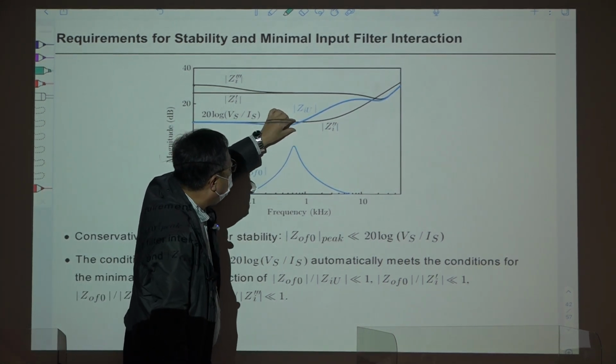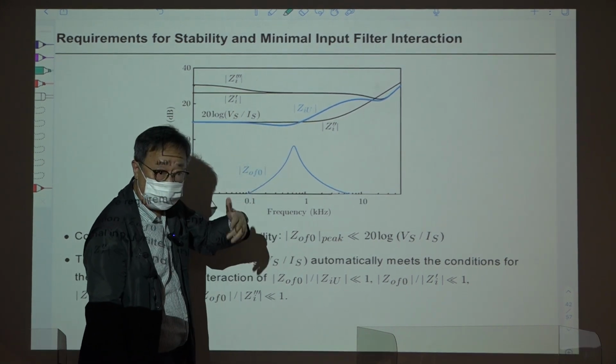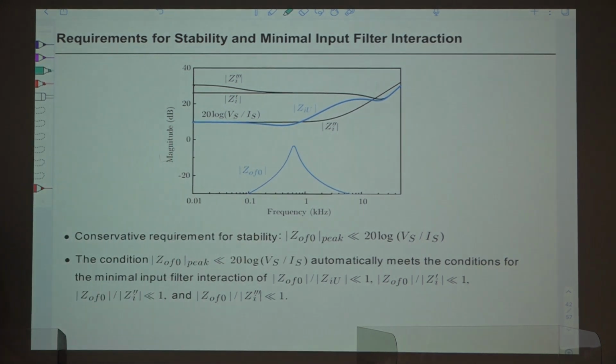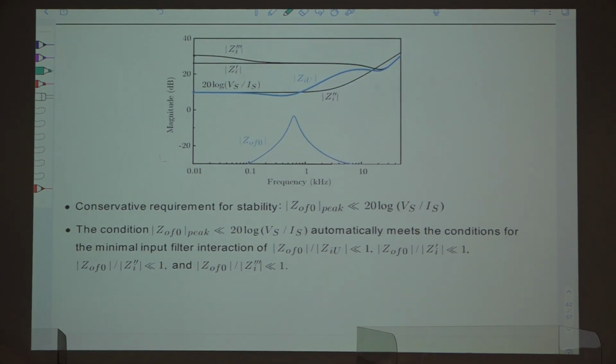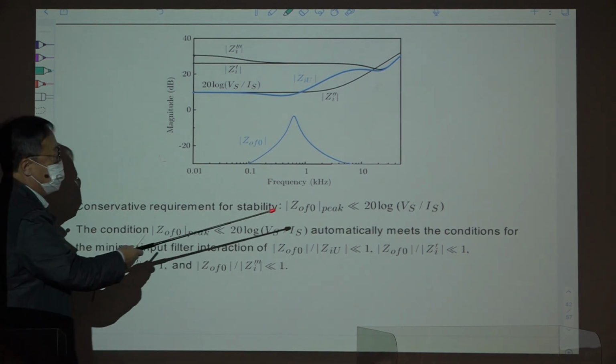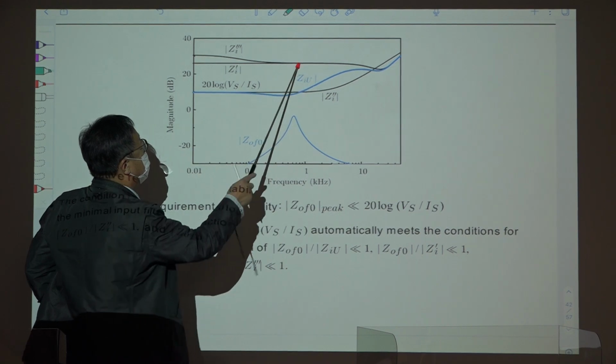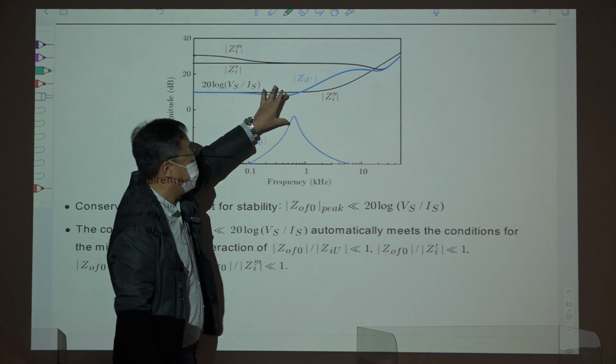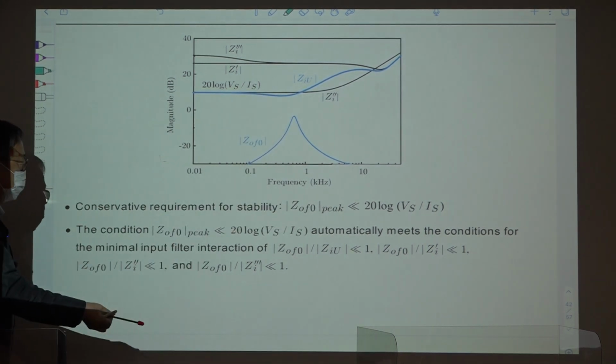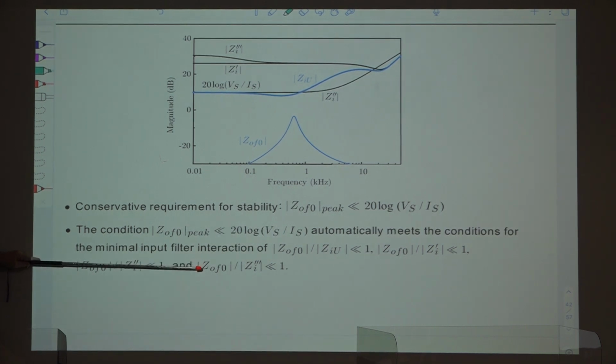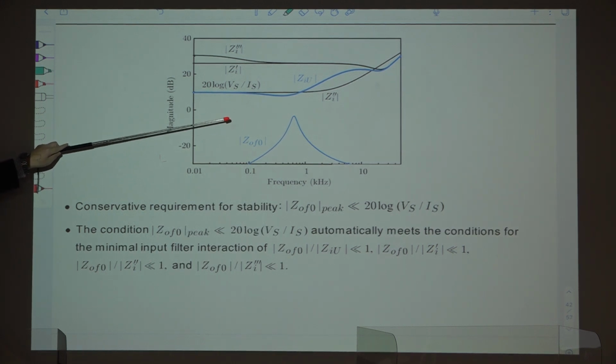If you provide only a small distance, you will see performance degradation and very oscillatory transient behavior with a very small phase margin of the loop gain. Okay, so that is the first case. And if the conservative stability requirement is satisfied, then the distance between this and this is larger than in the previous case. So this meets all the requirements for minimal input filter interaction. With this kind of condition, you won't see any impact of the input filter on the closed loop performance of your converter. Okay? So this is the desired situation.